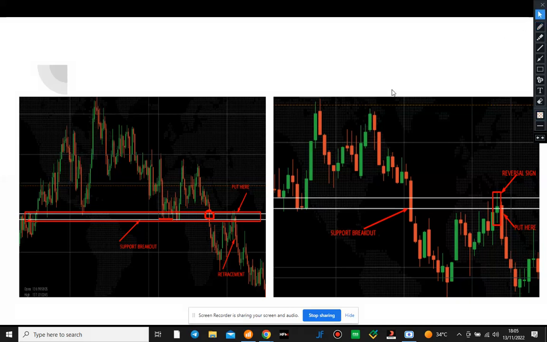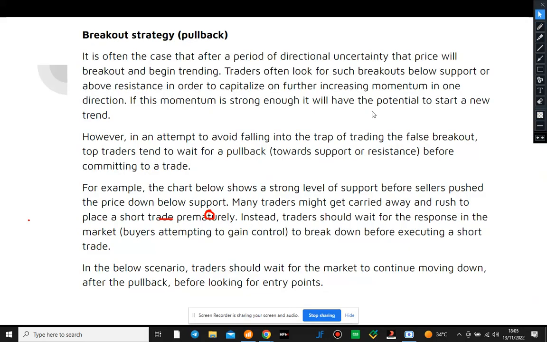So now, what is a breakout strategy? It is often the case that after a period of directional uncertainty, price will break out and begin trending. So traders often look for such a breakout below support or above resistance in order to capitalize on increasing momentum in one direction. If this momentum is strong enough, it has the potential to start a new trend. However, in an attempt to avoid falling into the trap of trading a false breakout, top traders tend to wait for a pullback. That is why I strongly advise that when you are trading a breakout, you must wait for a pullback towards support or resistance before committing to a trade.